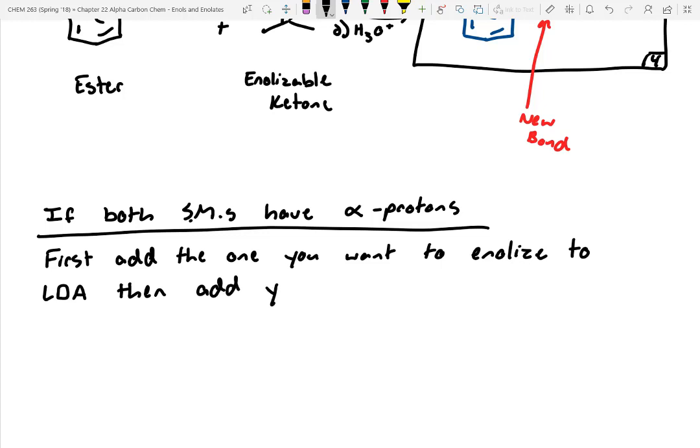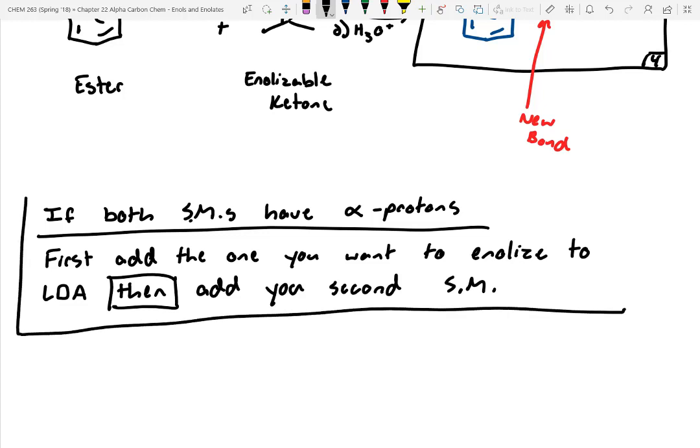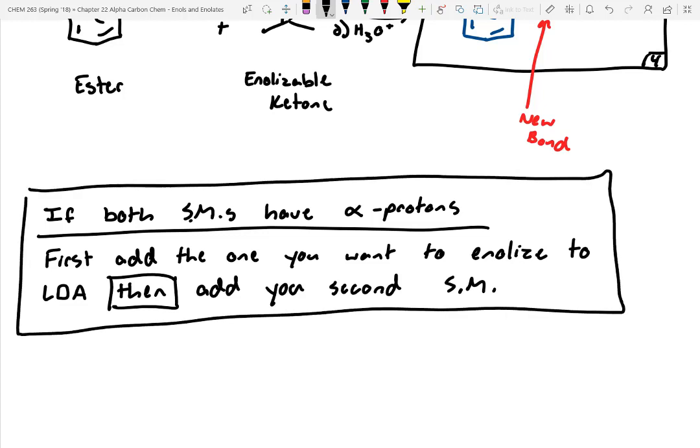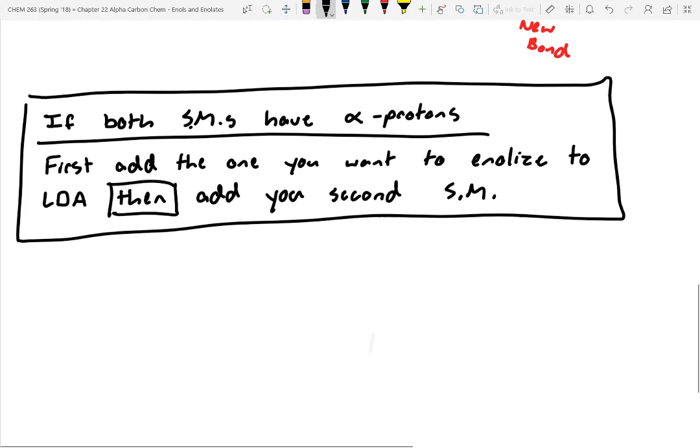Then add your second starting material. And just like before, the then part, meaning order of addition, matters a lot for these. You can't just mix everything together with LDA or else you'll get 4 different products out. Make sense? All right, so now I've got a good challenge problem.